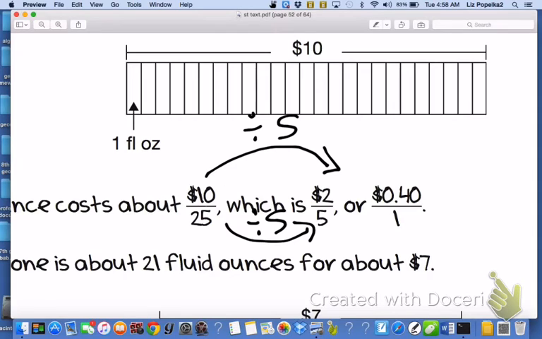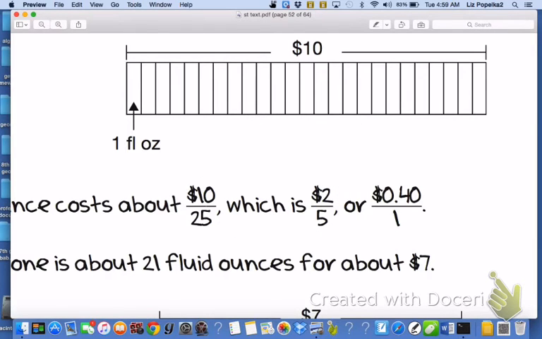So if it's $10 for 25 ounces, that means she's paying $2 for every 5 ounces. Then she scaled down again. And these are still nice, easy numbers to see, because you can tell if you scale down from 5 to 1, you're dividing by 5. So to scale from 2, you've got to divide by 5. And that's where she got the 40 cents.